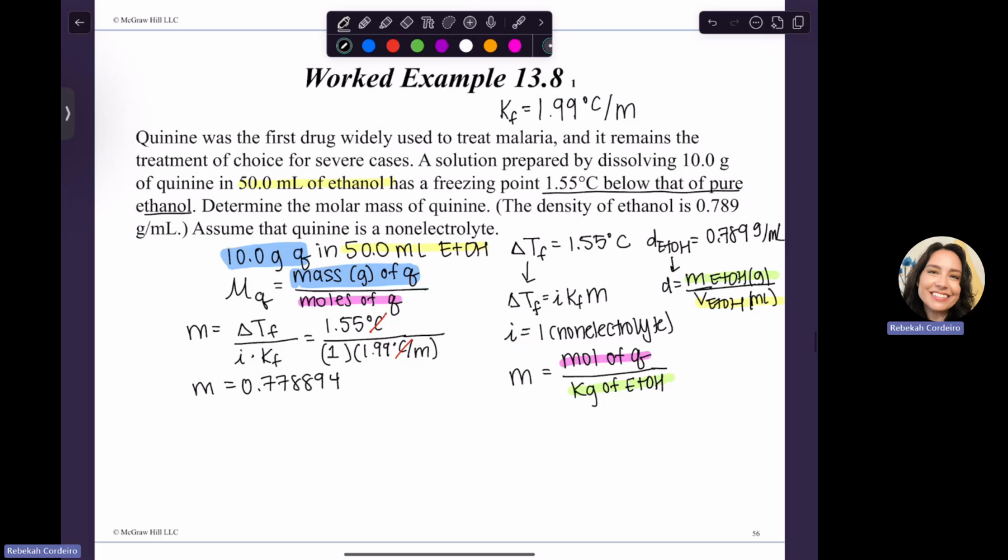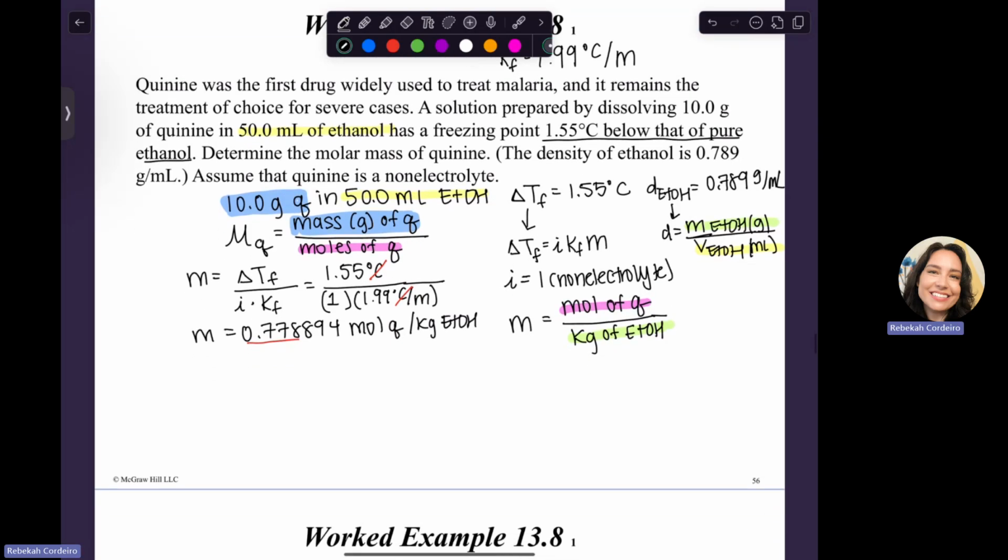0.77889. And this is going to be, again, moles of quinine over kilograms of ethanol. And we'll work our sig figs here, should be 3, just to underline as we go. All right. We can use this as a conversion factor. So anytime we see this slash, or you know there's 2 different units of something, you can use it as a conversion factor. So let's figure out how many grams of ethanol we should put in.